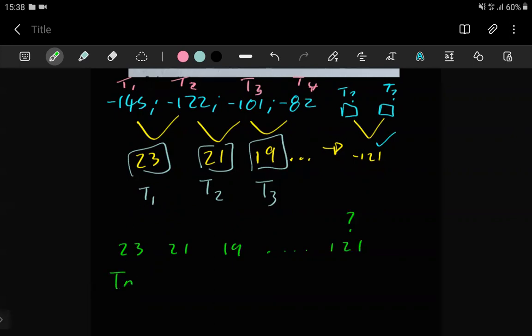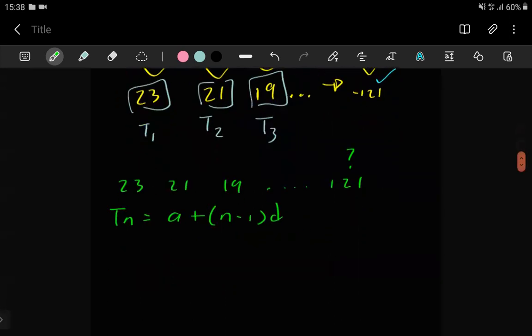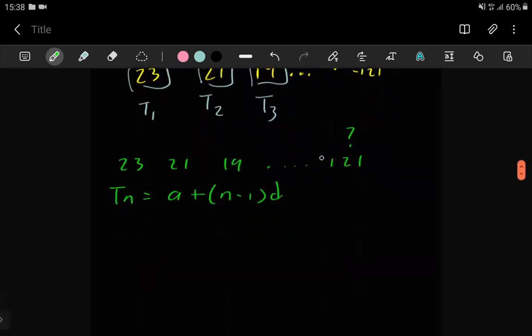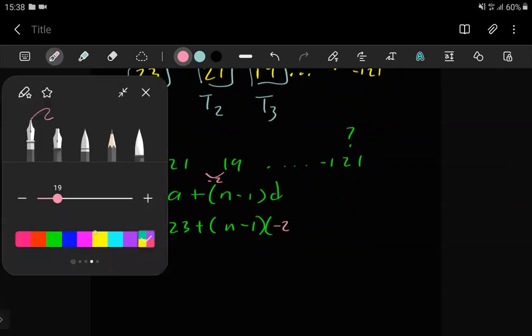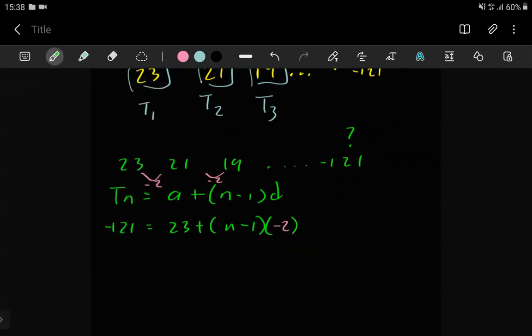So here Tn is equal to a plus (n minus 1) d. Now we know that Tn is, no, we have to put a negative, the negative 121. A is 23, n is what we're looking for, and the common difference here is negative 2. So you can work this out. What does this give us? Let me just work out what this gives us.